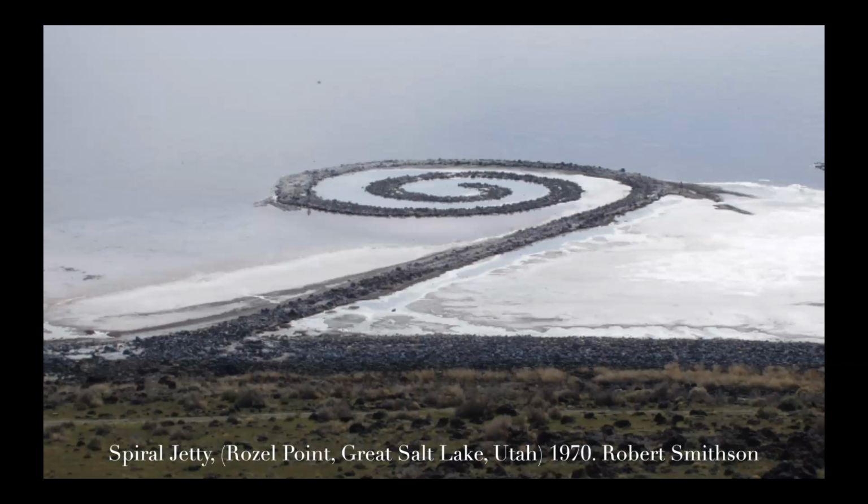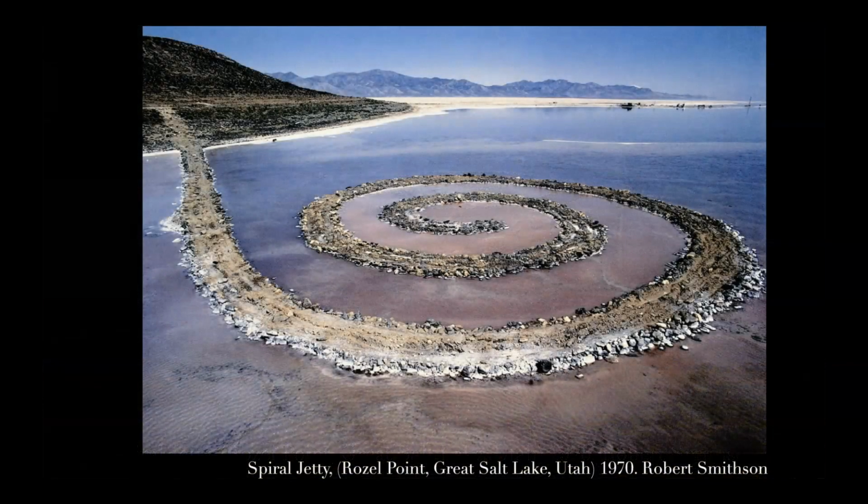So to make Spiral Jetty, Smithson goes out there and he picks up a rock. He walks out into the water, he drops the rock in the water, walks back, picks up another rock, walks back to the first rock and drops the other one in. And I'm probably exaggerating a little bit there. I think he had a crew and stuff, but he does this over the course of 6 days. And eventually Spiral Jetty reaches 15 feet wide and 1,500 feet long if you walk along the spiral.